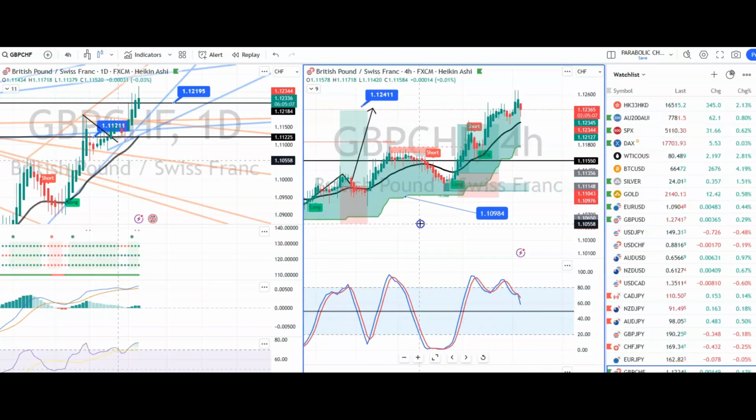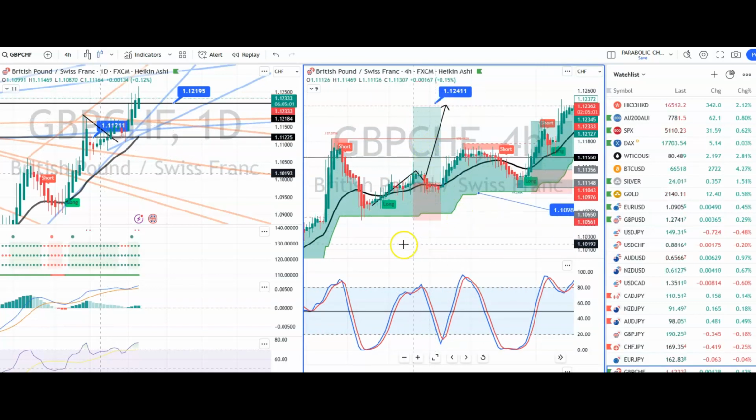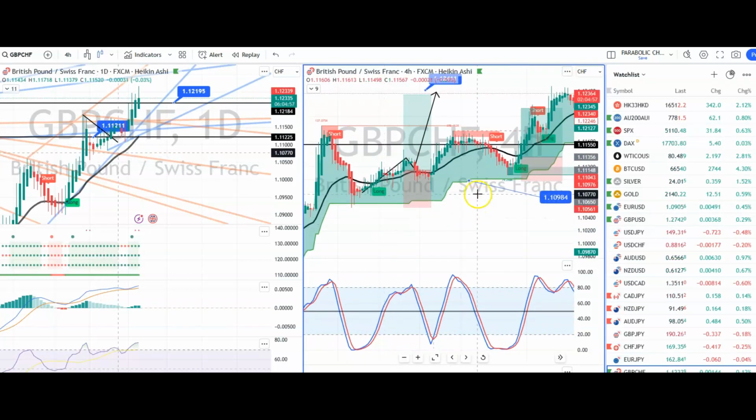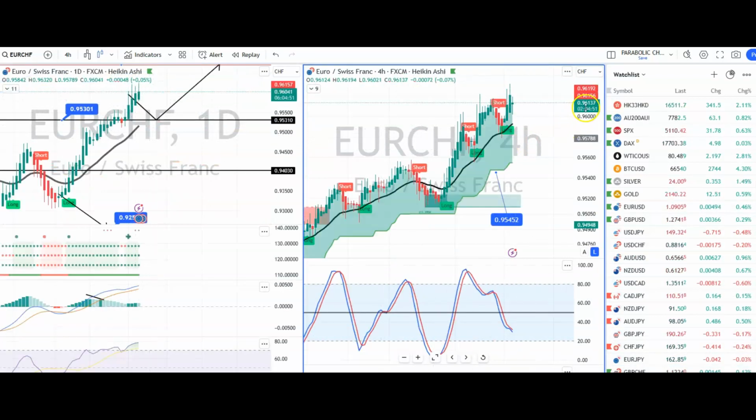So this is a really good example of how to use the charts and gain into extra positions, if you like. If you want to get busier in the market, you might not want to get busier. You might just want to spend 20 minutes a day, 10 minutes a day, just moving your stops. Up to you. Euro Swiss, congratulations.